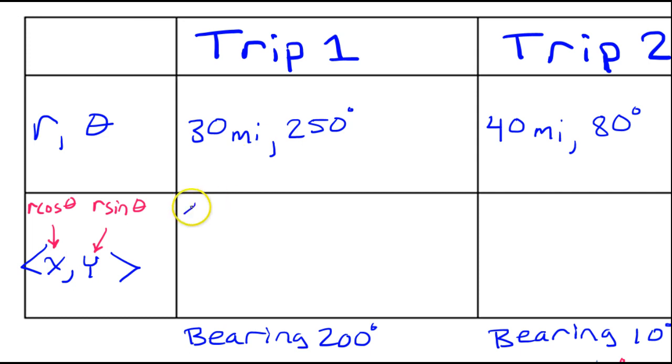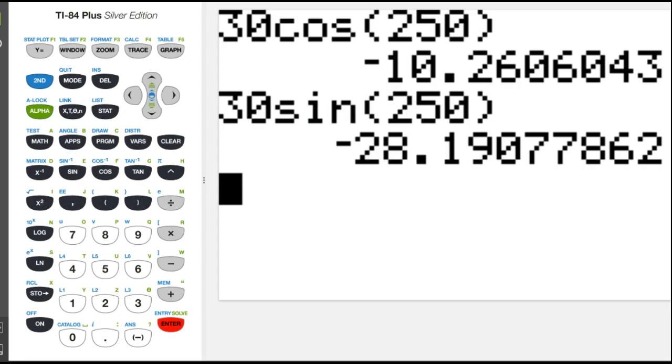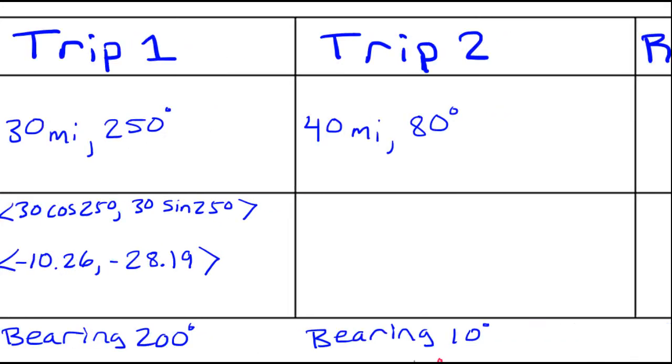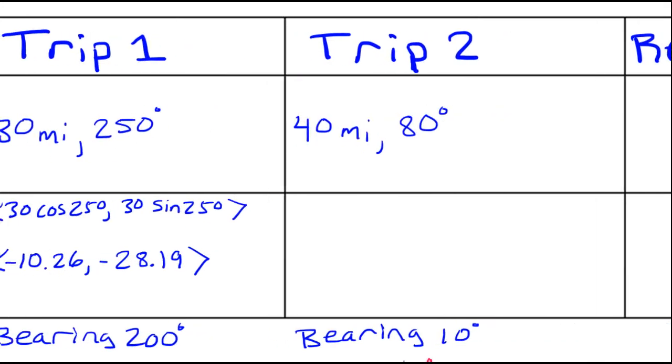For trip 1, r cosine theta would be 30 cosine 250. R sine theta would be 30 sine 250. Calculator. So the horizontal component is negative 10.26 and the vertical component is negative 28.19. And we'll just record that on the chart right here. Now let's slide over and do the same thing for trip 2.